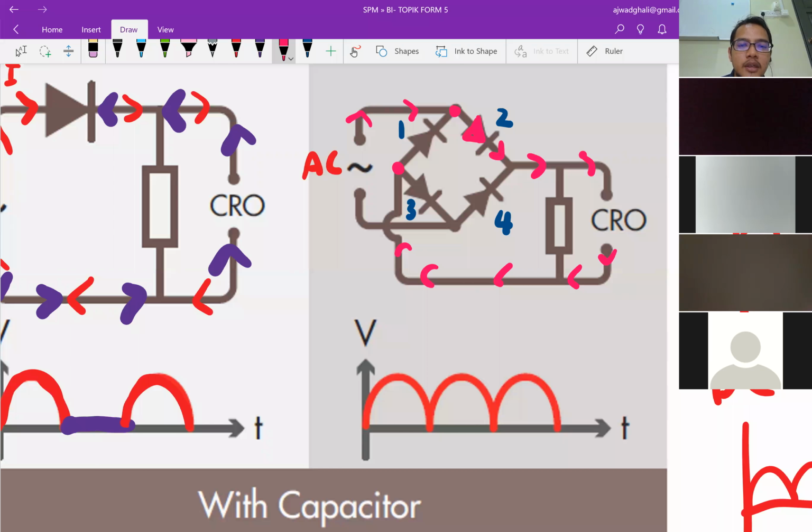So then at this junction, which one will it flow through, diode number 1 or diode number 3? Okay. Number 3, because if it goes to number 1, the circuit is not complete. You must go through number 3 to make sure the circuit is complete. Okay. So that's the output, the first output.